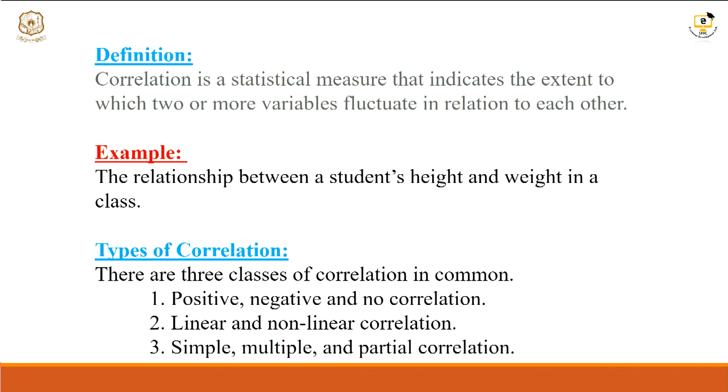There are types of correlations. The three main types of correlations are positive, negative and no correlation. The second one is linear or non-linear correlation. The third one is simple, multiple and partial correlation. Let us see the types in detail.